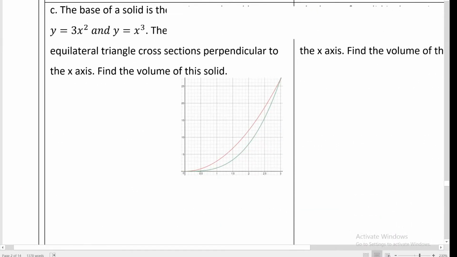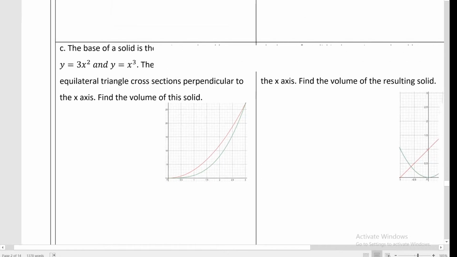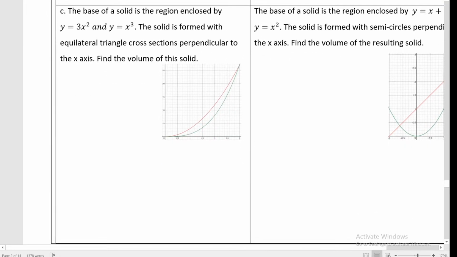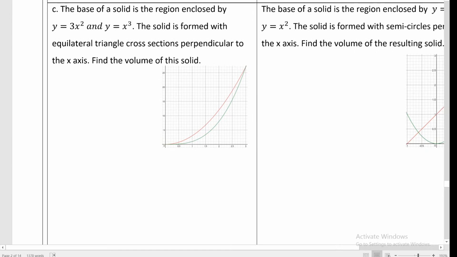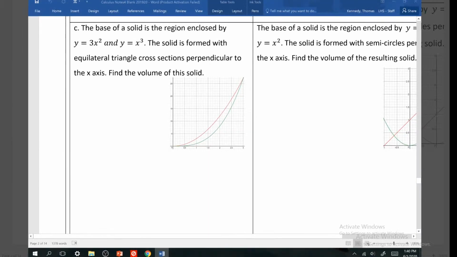We got dos más. Okay. Now we have a solid enclosed by y equals 3x squared and y equals x cubed, so two curves this time. We have equilateral triangle cross sections perpendicular to the x-axis. Okay, so we're back to x. So our equilateral triangles are going this direction, like so. Which means the distance between the curves is just a y distance. So the distance between the curves is top curve minus bottom curve here.